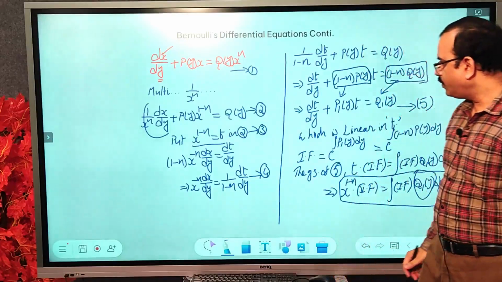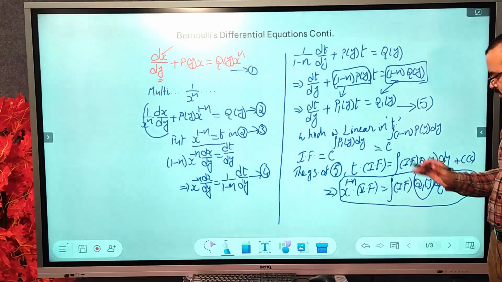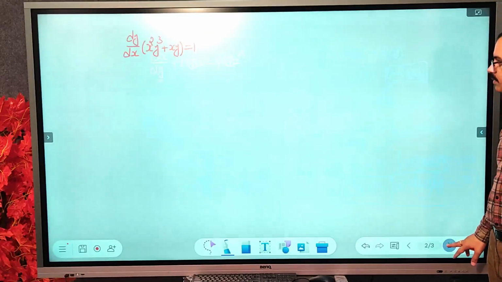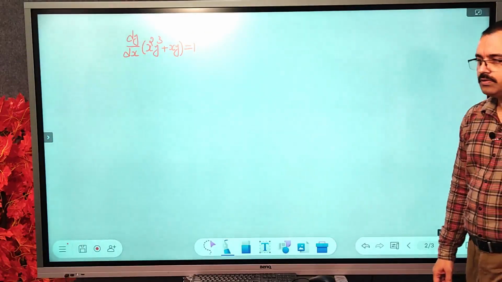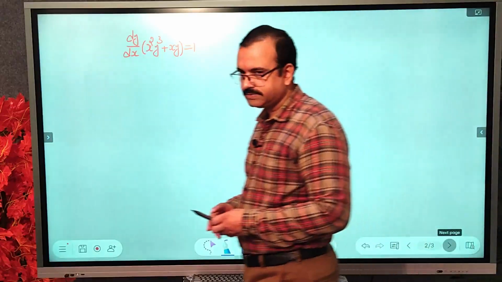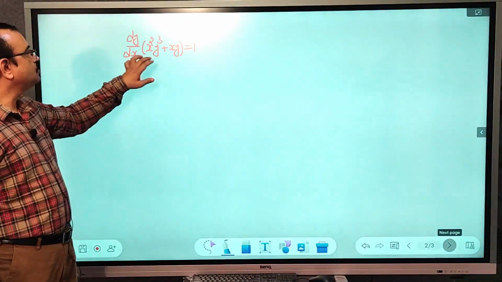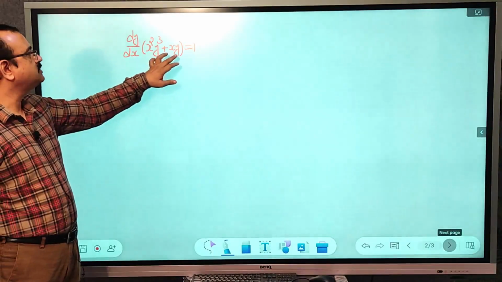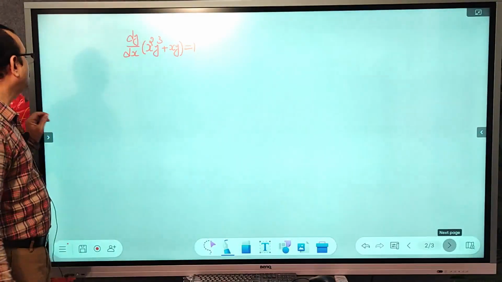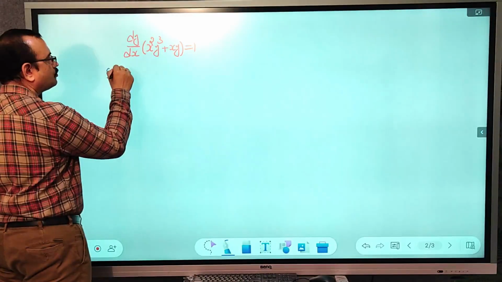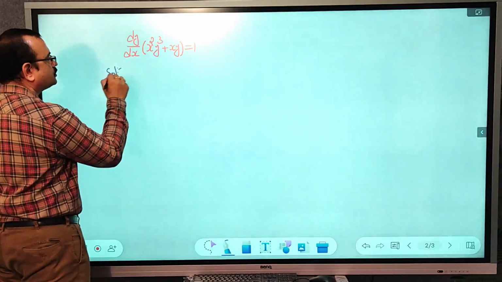Now we will discuss this with the help of one example. Okay, with the help of one problem we will see now. So now we have a problem like this: dy by dx into x square y cube plus xy is equal to 1. Now we will see how to solve this differential equation.